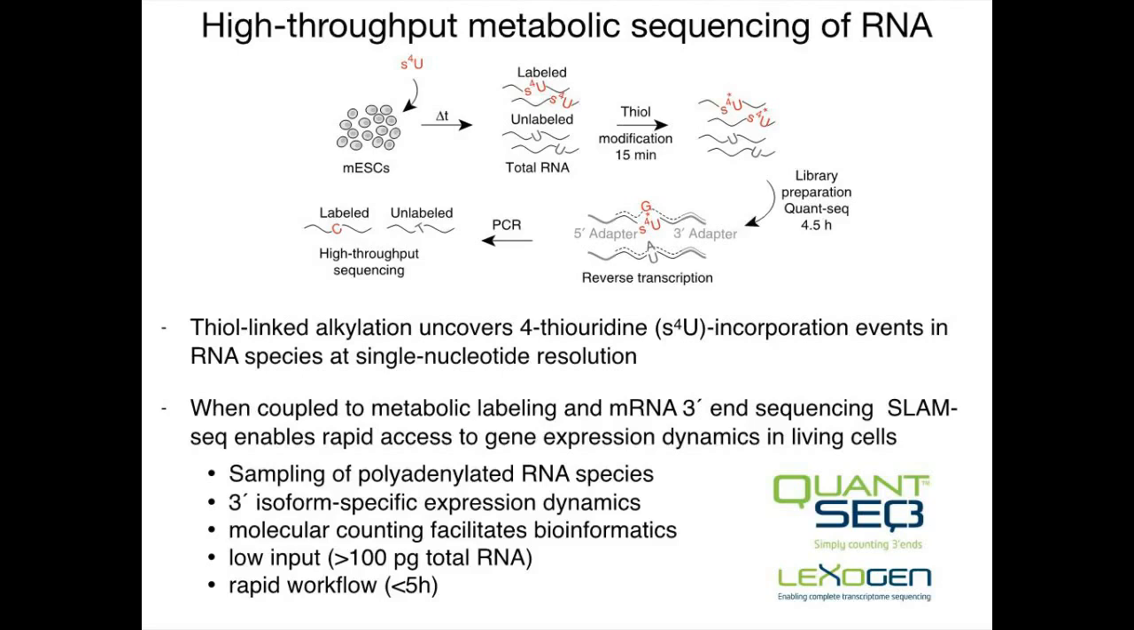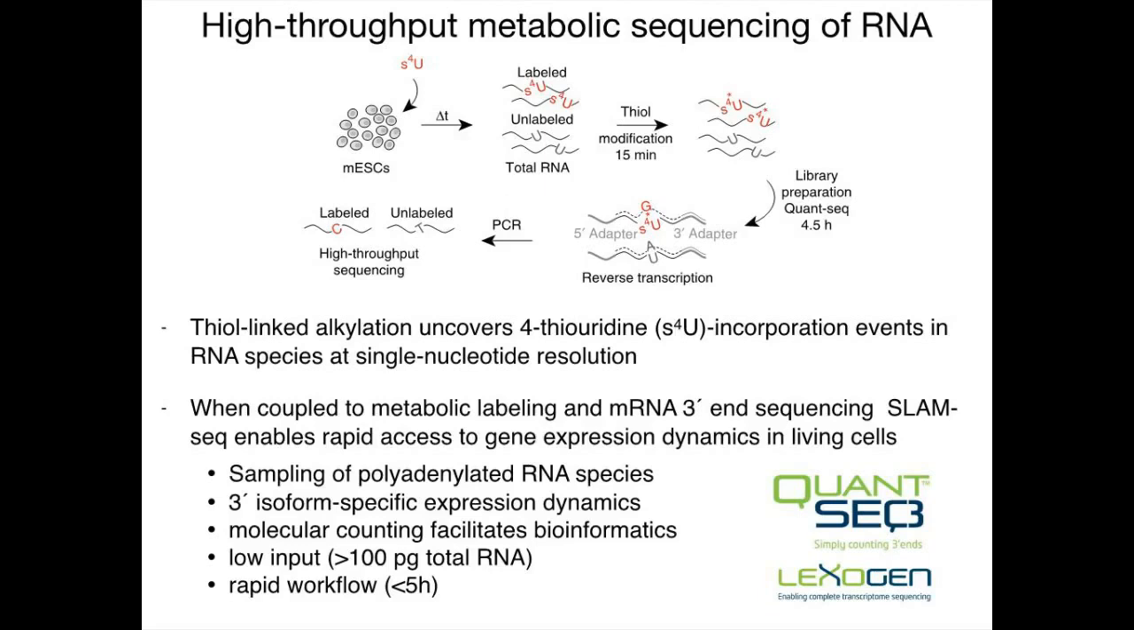Now, when coupled to well-established 4-thiouridine metabolic labeling protocols in cultured cells and coupled to mRNA 3' sequencing, SLAM-seq enables rapid access to gene expression dynamics in living cells at unprecedented accessibility, efficiency, and scalability. While the method is in principle compatible with any RNA library preparation method that involves cDNA conversion, I've shown you that coupling it to mRNA 3' sequencing via the QuantSeq approach provides some key advantages, including that it samples polyadenylated RNA species in the context of total RNA.